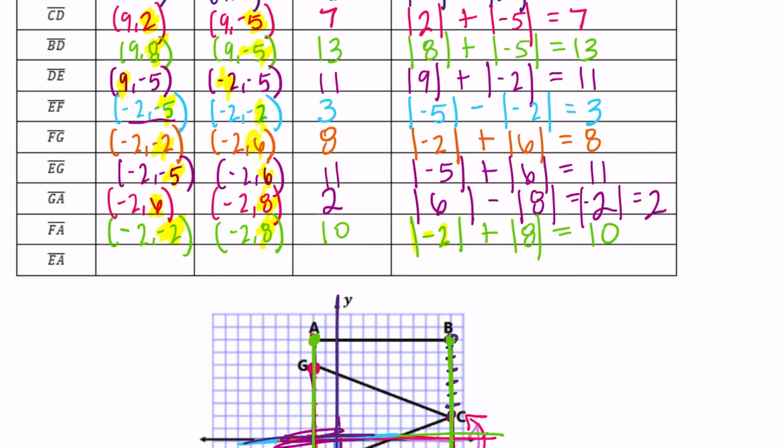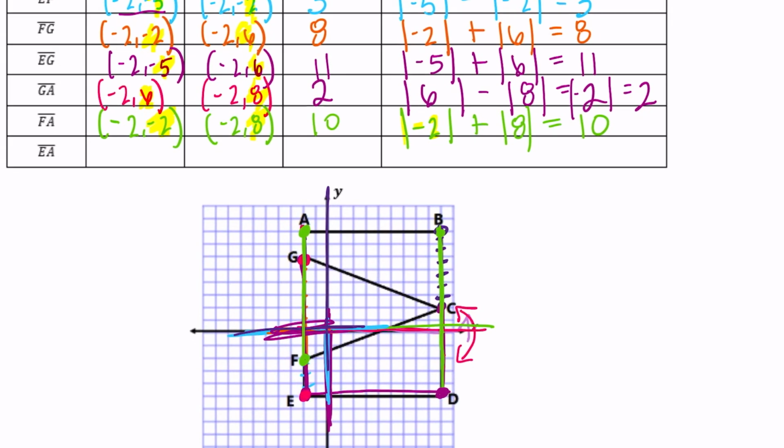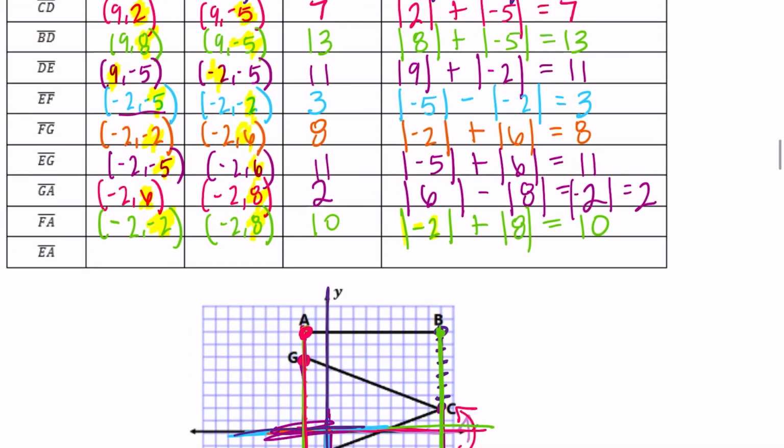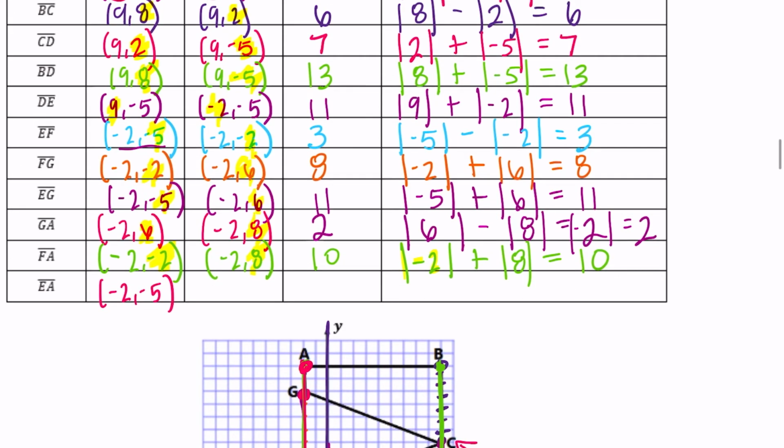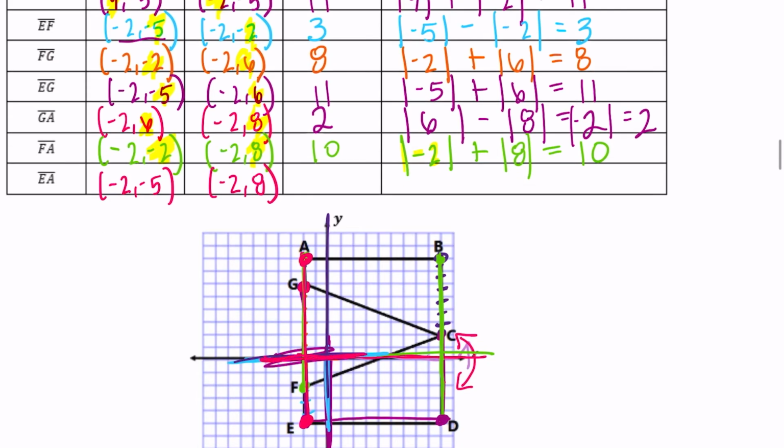And the last one, EA. Okay, here's E, here's A. So we're doing this whole line segment. The coordinates for E were -2, -5. And the coordinates for A were -2, 8. You can see they're on opposite sides of 0. There's 0. A is up here, E's down there. So we're going to be adding. They are different in their y coordinates. We have the absolute value of -5 plus the absolute value of 8. 5 plus 8 is 13.